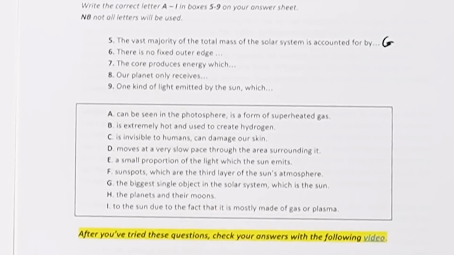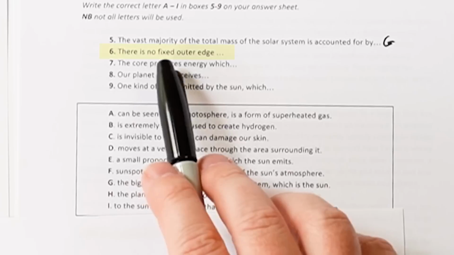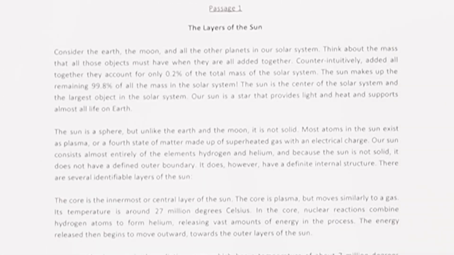There is no fixed outer edge. That could be because something, something, something. That could be of something. There is no fixed outer edge. So we're looking for outer edge. It might also say outer surface or something like that. So if we have a look here, defined outer boundary, fixed outer edge. A boundary and edge are the same things.